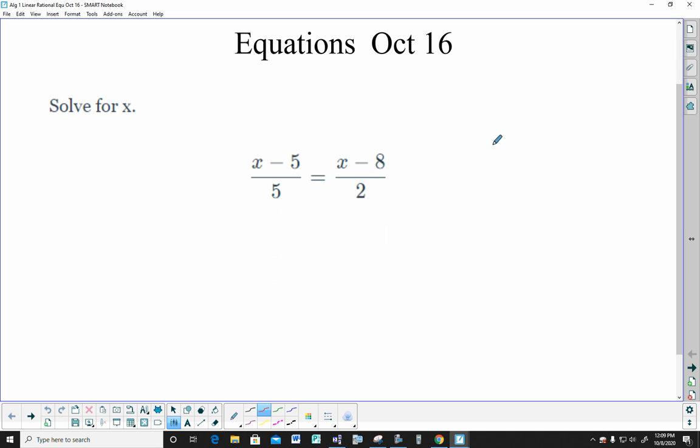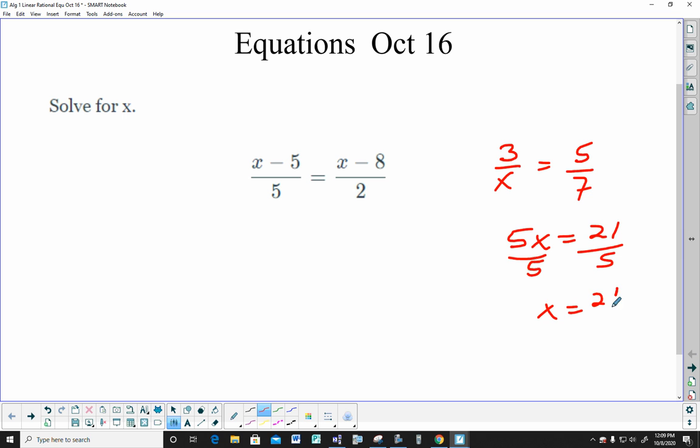Just to remind you, if you had 3 over x is equal to 5 over 7, what would you do? You would just cross multiply, and it didn't matter the direction you started first. And then you would divide by 5, and you get x is equal to 21 over 5. This is no different. Start by cross multiplying.